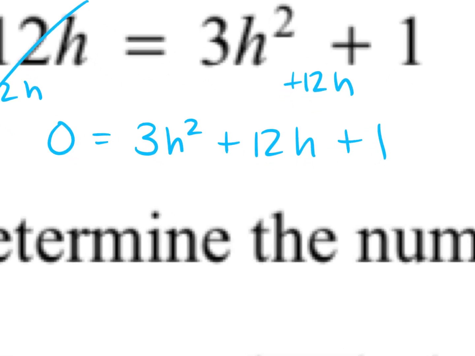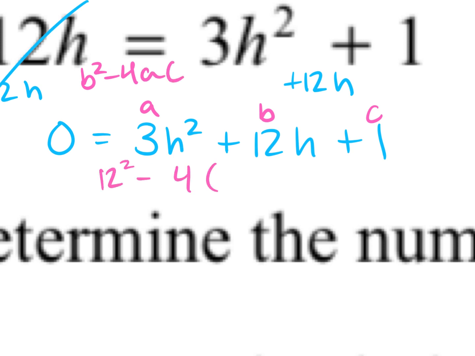Now what's our A? 3. What's our B? 12. And C? 1. So let's find our discriminant. We have b squared minus 4ac. I'm going to write that up here. So 12 squared minus 4 times 3 times 1.